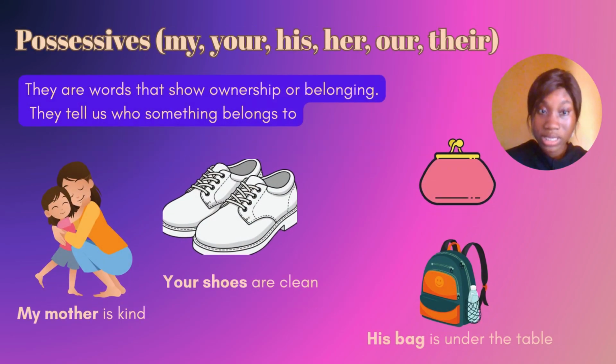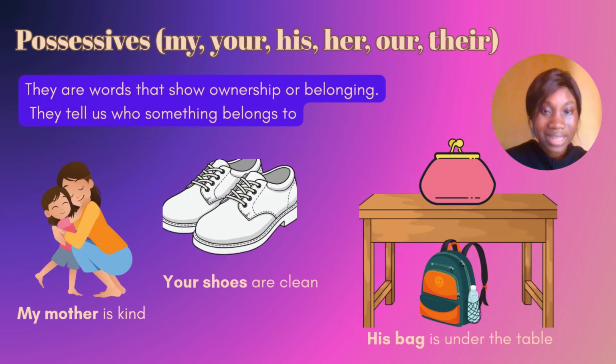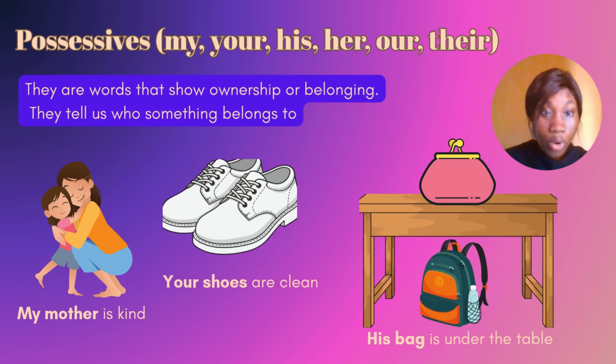So now let's learn about possessives. Possessives are words that simply show ownership. Who owns this? Who does this belong to? Now you make use of words like my, yours, his, her, ours, and theirs for what? Possessive. Example, my mother is kind.